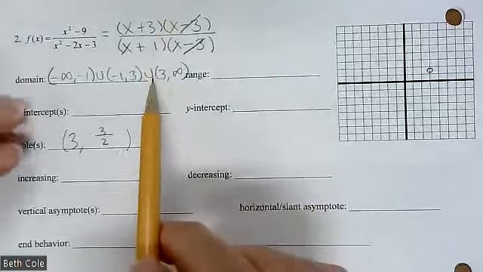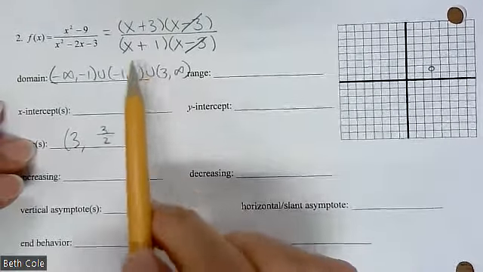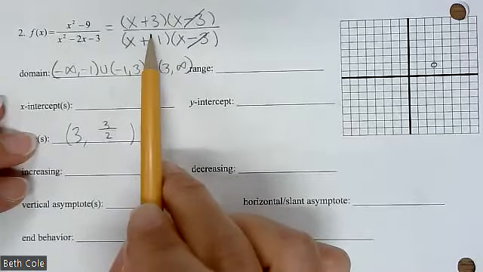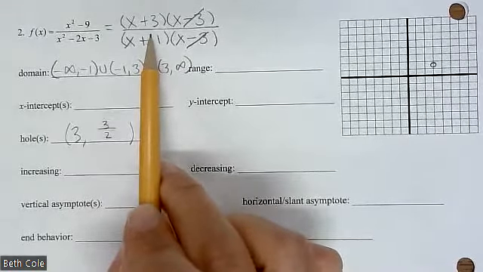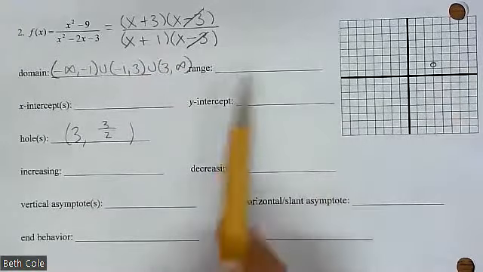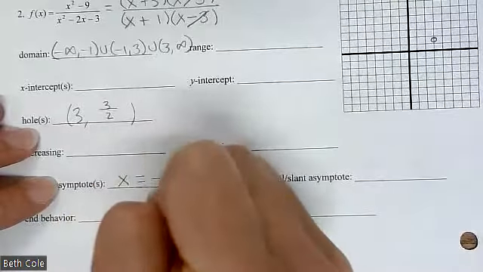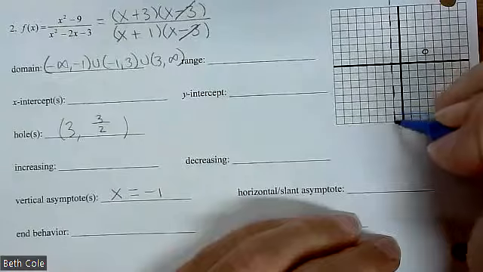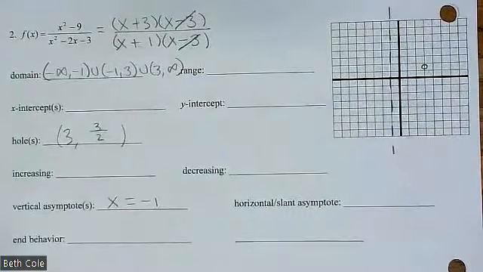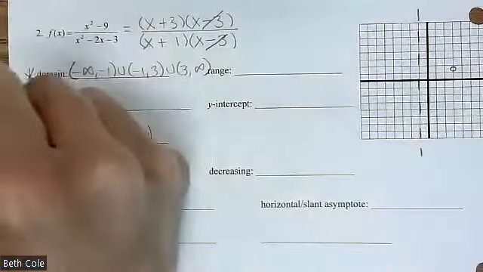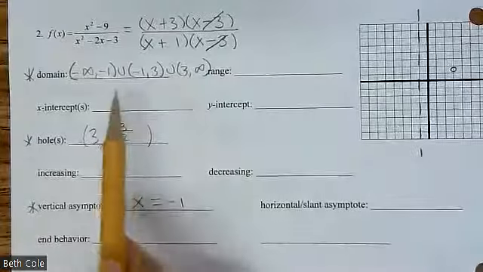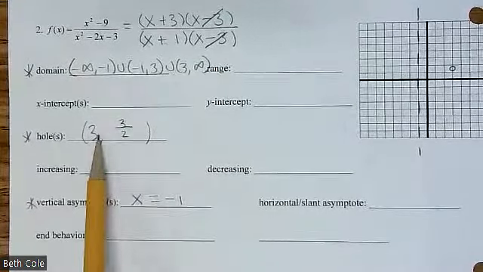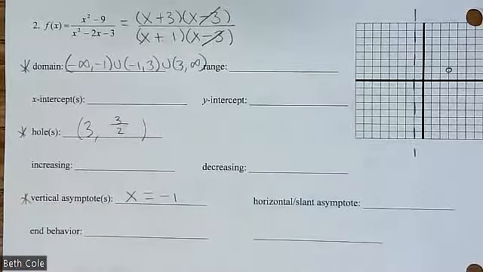So 3 was one of our troublemakers. That became the hole. What is -1 going to do? Good, which asymptote? Vertical, so it's going to be x equals -1, and then you can dot that in. So do those 3 things together. Maybe just put a little star next to those 3. Whatever gets kicked out of the domain can become one of these. If it cancels, it's a hole. If it doesn't cancel, it's a vertical asymptote.